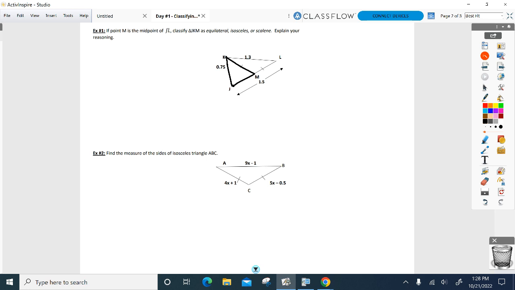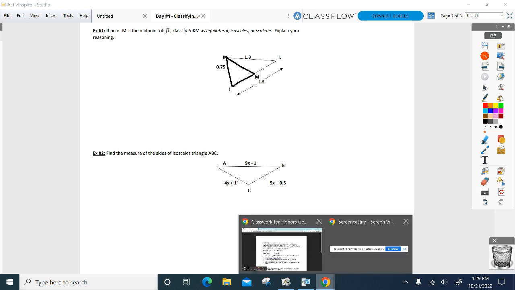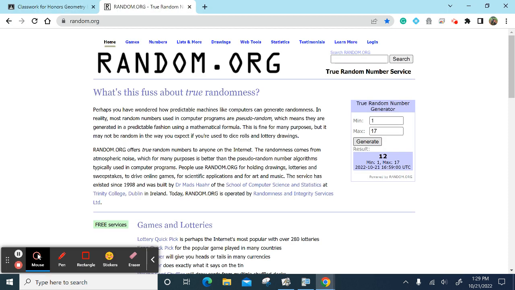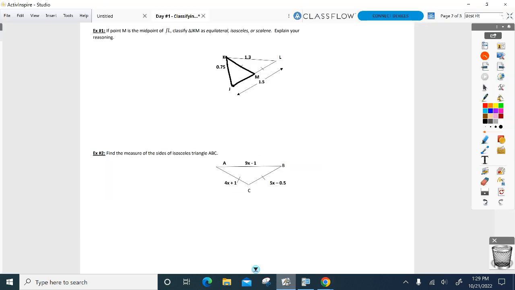Well, I hate to break it to you. We're not going to do that right now because I only know one side is 0.75. I need your help finding the other two sides. Let's first start with point M is the midpoint of JL. If that is the case, how long is JM up here then? How long is JM? Get my numbers out. 0.75, yep. So 0.75 here, which would also mean ML is 0.75, right? Two congruent segments.